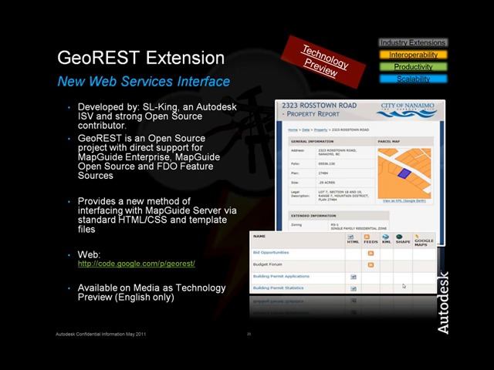GeoRest is an open source project which is developed by SL King. If you do not need a map viewer as an interface, and just want to get the data that comes from MapGuide, or you may need to use the data in other systems, GeoRest may be an option for you. It provides a new method of interfacing with the MapGuide server via standard HTML and template files. It can provide many types of GIS data which come from MapGuide, including HTML, XML, JSON, KML, and so on.